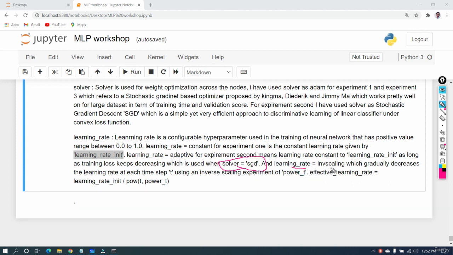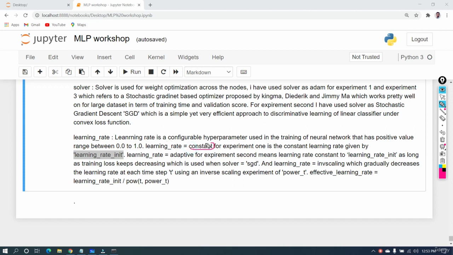Now at last, the learning rate was inverse scaling, which says that the learning rate should gradually decrease. At first it will be a high learning rate, and after that it should decrease by some amount that is given over here. At each time step t, the learning rate should decrease gradually, using this power_t method, whose formula is given right here. Using this formula we are going to adapt the learning rate. The learning rate is going to decrease at each time step. So that is all the difference about the learning rate.